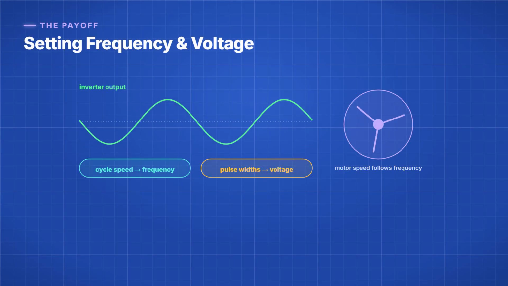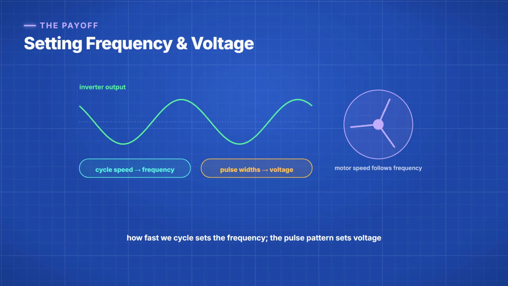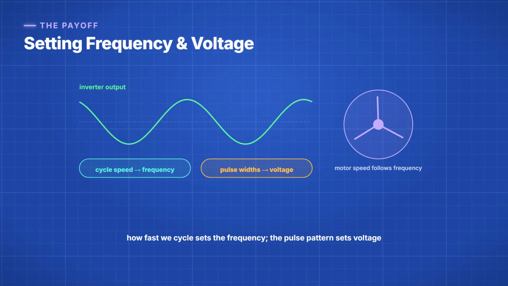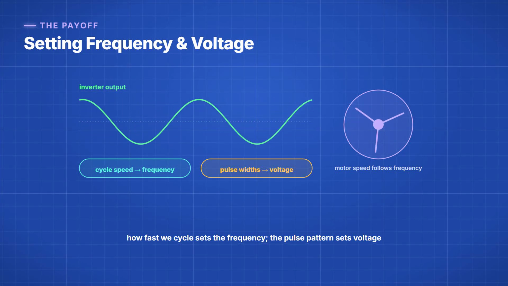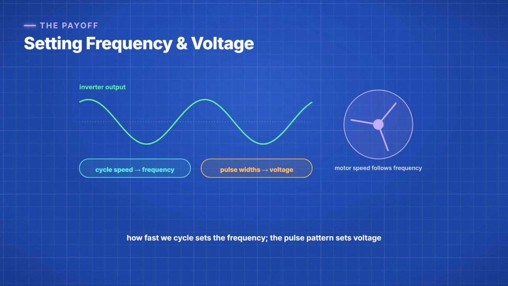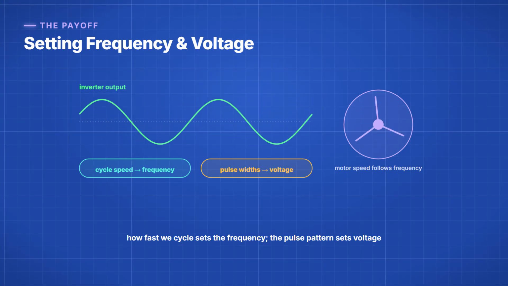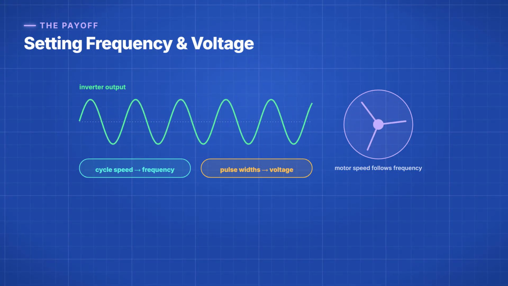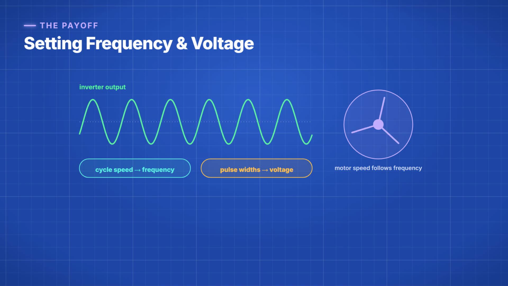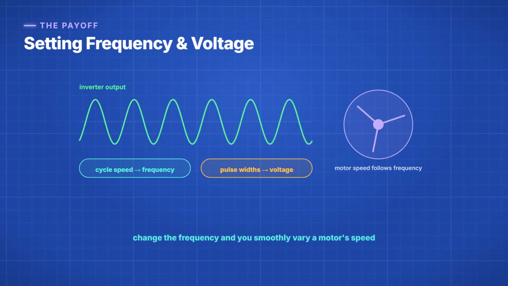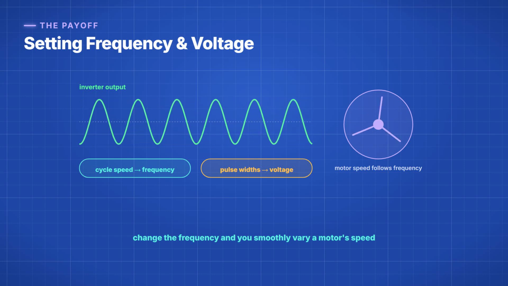The switching approach gives us precise control. How fast we run the whole cycle sets the frequency, so we can dial in exactly 50 or 60 Hz, and the pattern of pulse widths sets the output voltage. Change that pattern, and the output changes instantly. This is exactly how a variable speed motor drive works. By changing the frequency the inverter produces, it can smoothly speed a motor up or slow it down, something a plain AC supply could never do.